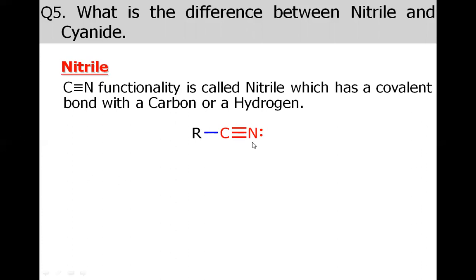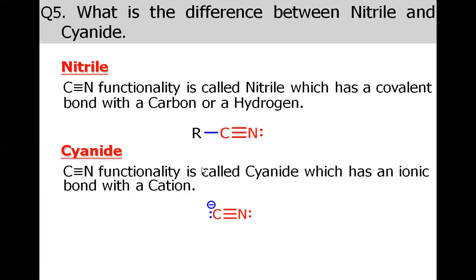So if you look at the C triple bond N, yes, it is called nitrile, but the C whose one valency is left is to be fulfilled by some carbon or hydrogen. So overall nitrile is a neutral molecule and has a covalent linkage. There is no ionic bond present, and it is a very common functional group used in organic chemistry.